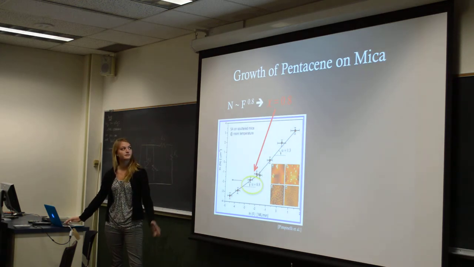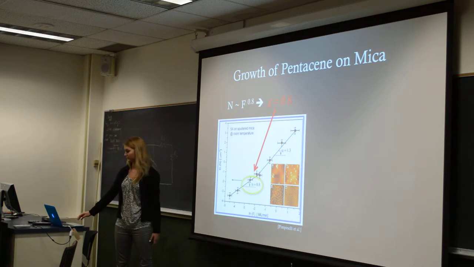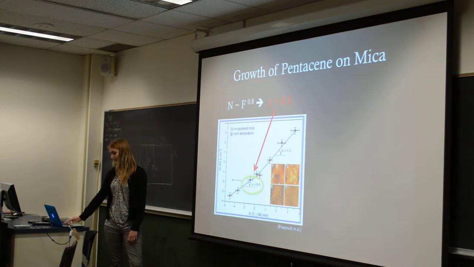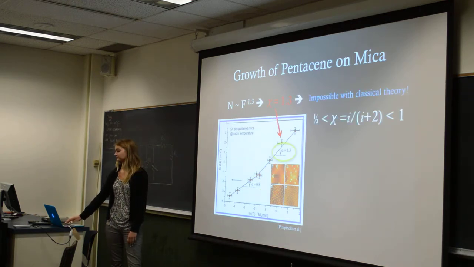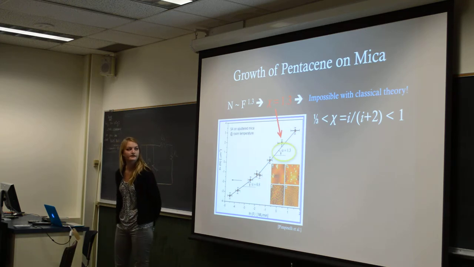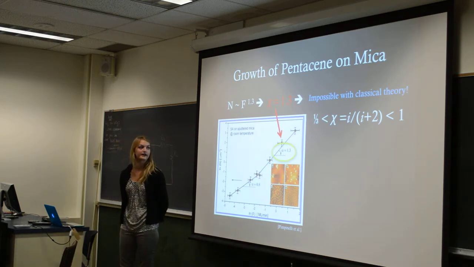So we have recent experiments, done in, I think, 2012, that found a chi value of 0.8 for the lower deposition rates, and then a chi value of 1.3 for the higher deposition. So this is a problem because this is totally incompatible with the classic theory. The equation I showed before has a limit at 1.